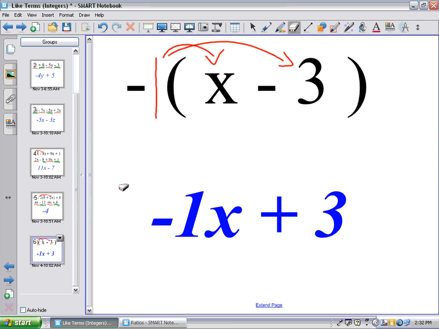This was combining like terms with integers. I hope you found this both helpful and informative.